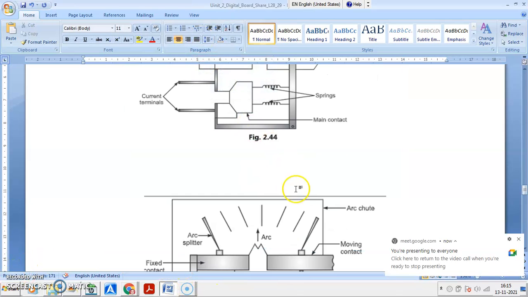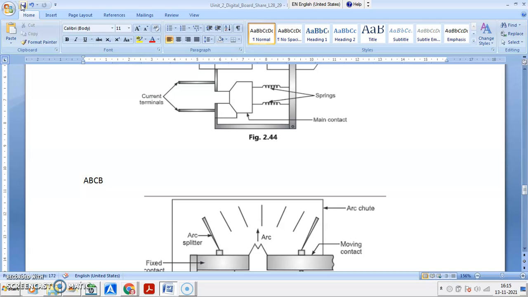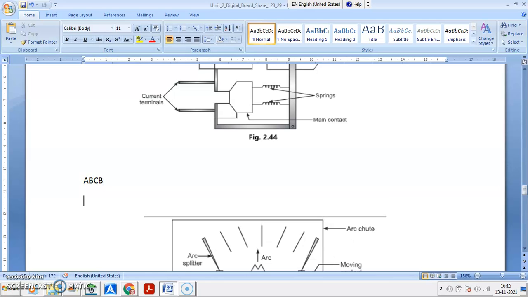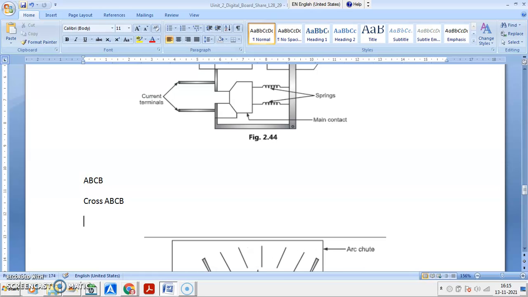Now next is ABCB, air blast circuit breaker. You are having two types of air blast circuit breaker: cross blast ABCB and axial blast ABCB. So two.